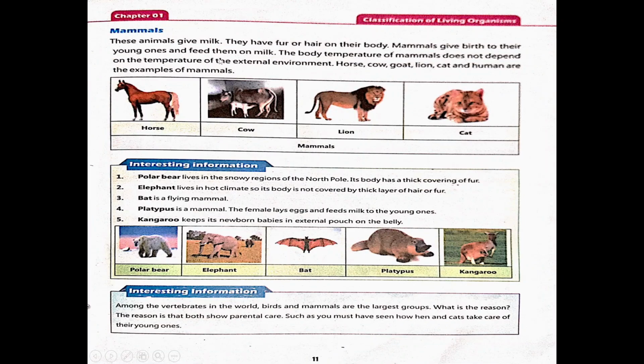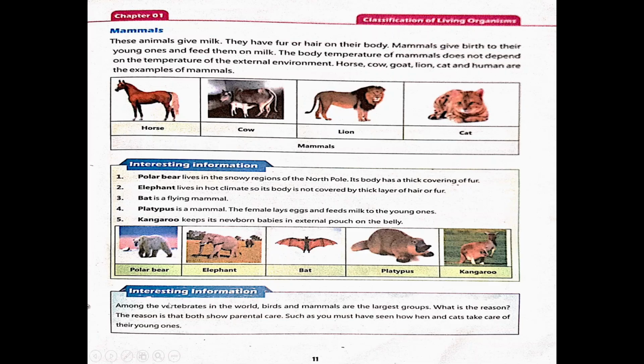Mammals. These animals give milk. They have fur or hair on their body. Mammals give birth to their young ones and feed them on milk. The body temperature of mammals does not depend on the temperature of the external environment. Horse, cow, goat, lion, cat, and human are examples of mammals.